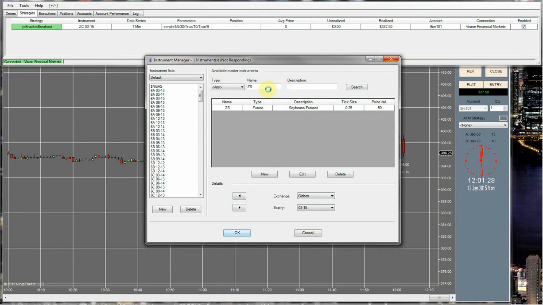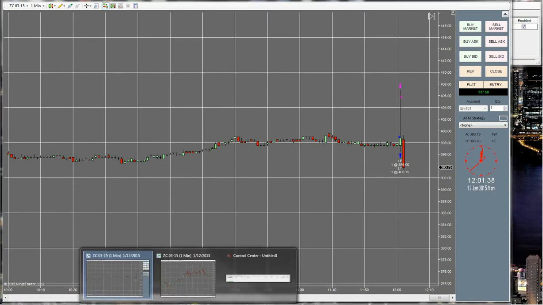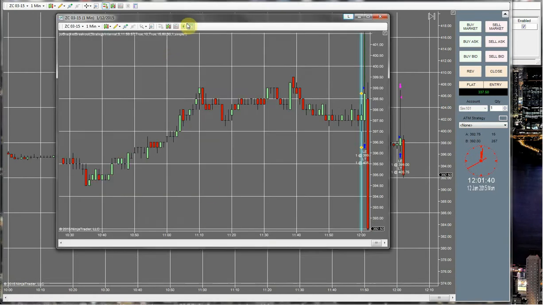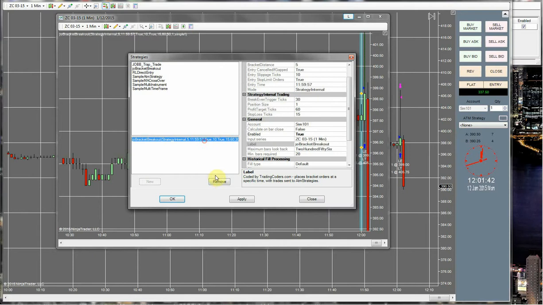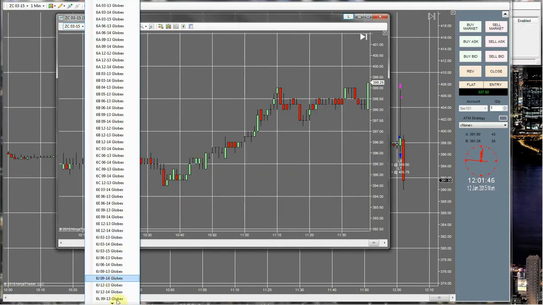Not sure why it does this anytime I add a new instrument over here, but it always freezes for a moment or two. Alright, let's try this one more time. We should be able to see the ZS March contract now.